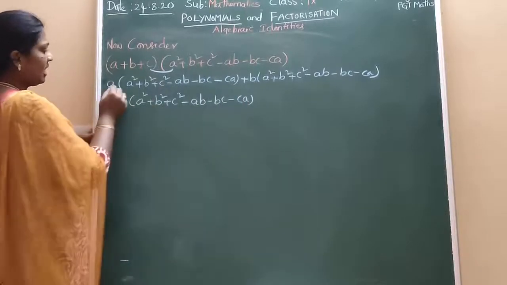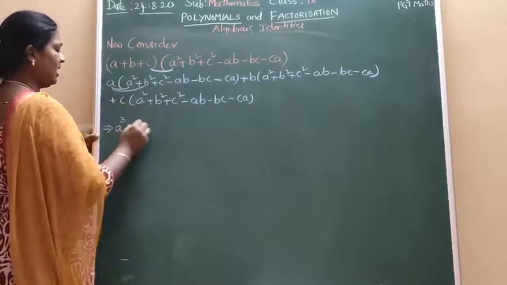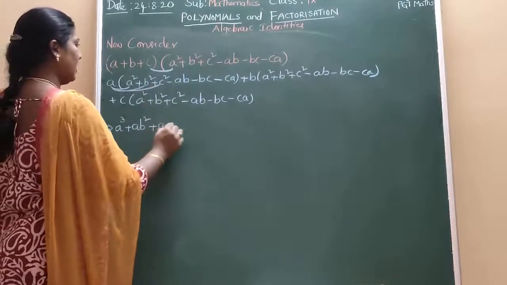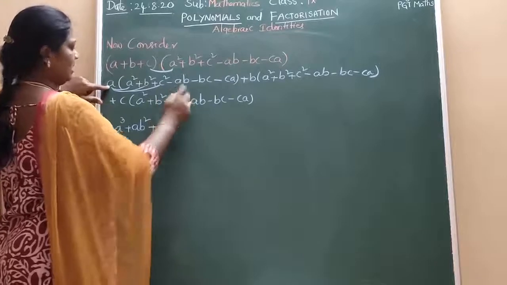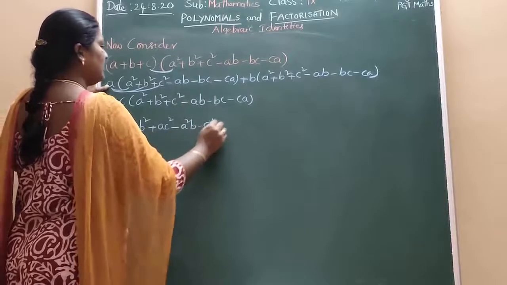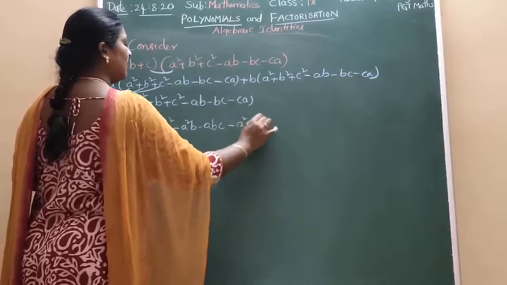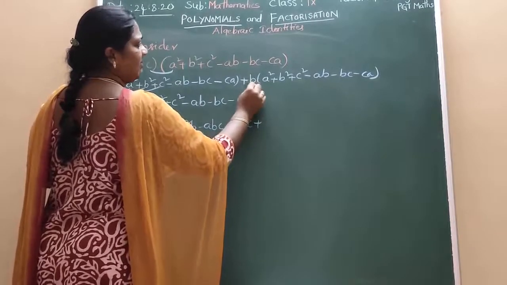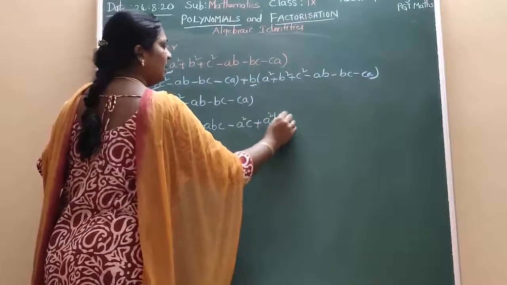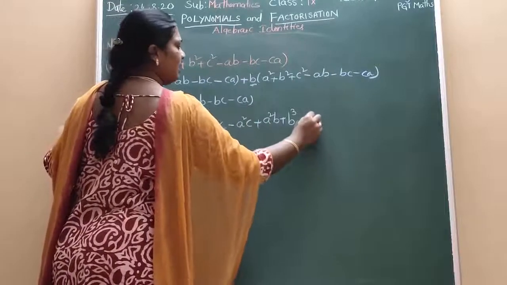We will see a into a, that is a³, plus a into b², that is ab², plus a into c², that is ac², minus a into ab, that is minus a²b, a into bc, minus abc, minus a into ca, that is a²c. Next, again with b we have to multiply: b into a², that is a²b, plus b into b², b³, plus b into c², bc².